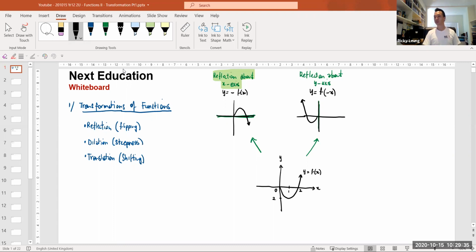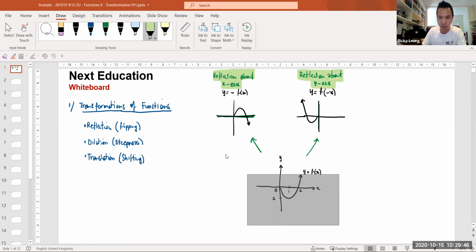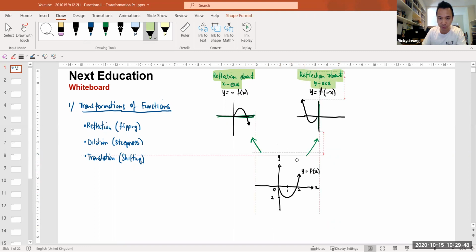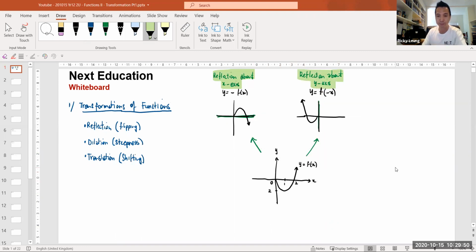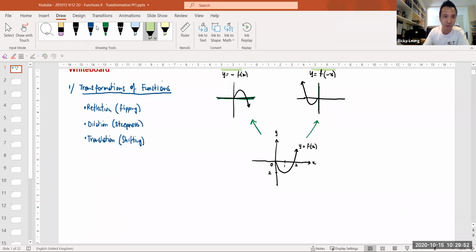Yep. So that in itself is not rocket science. We've done that before in the old syllabus. The new syllabus just calls it by a different name, reflection. Yep. So that hopefully wasn't too bad. Let me just move this so it's a bit more centered. So then the next two.